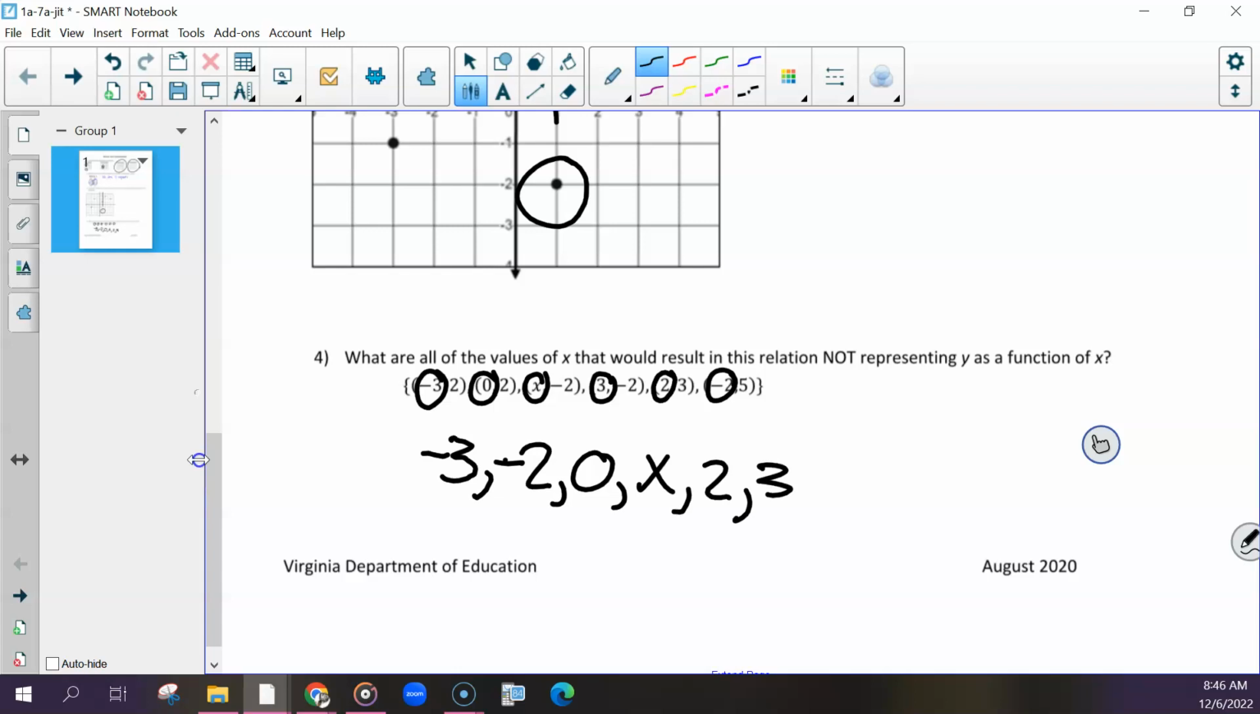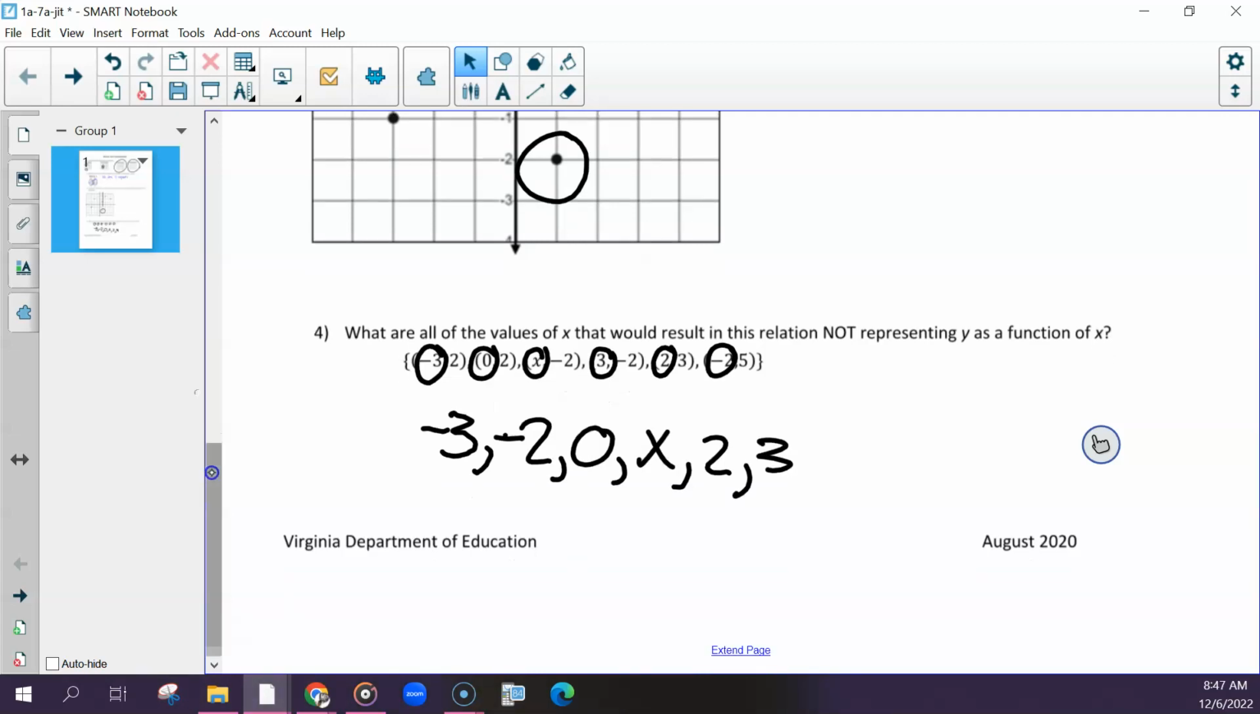So these values of x, if it were to repeat any of these values, would represent it not being a function of x. So for this one, it's asking for which one specifically repeats. So what are all the values of x that would result in this solution? And not the x, but if we put any of these back in for x, then it would not be a function. That's what it was trying to say. Right. Questions on any of these? Yes.